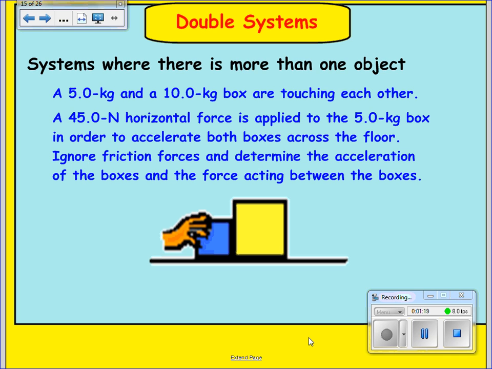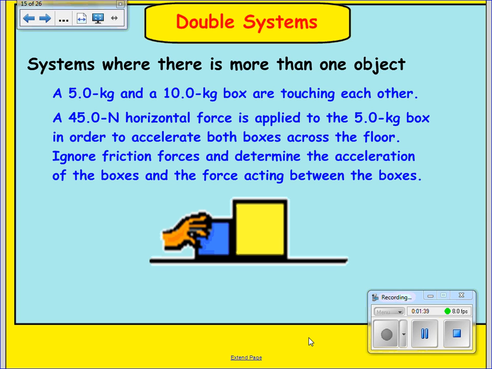A 5 kilogram and a 10 kilogram box are touching each other. A 45 Newton horizontal force is applied to the 5 kilogram box in order to accelerate both boxes across the floor. We're going to ignore friction forces, and we want to determine the acceleration of the boxes and the force acting between the boxes. Before we get started, let's go ahead and write a few notes.